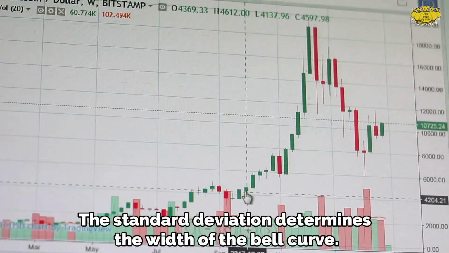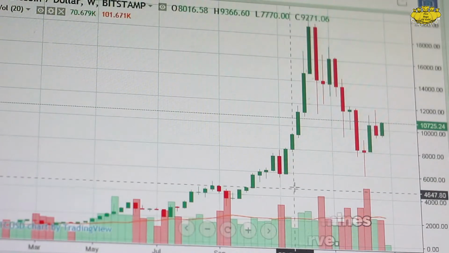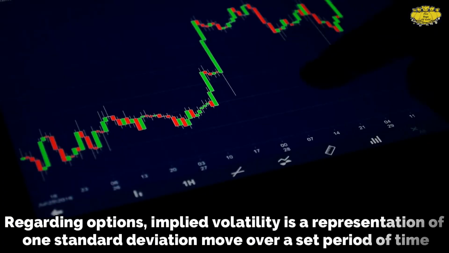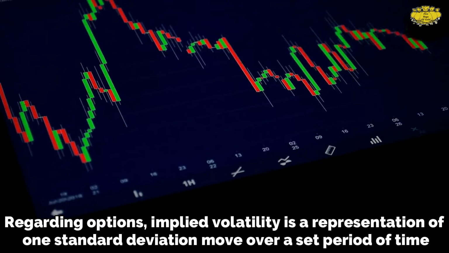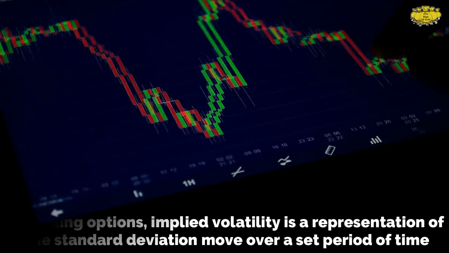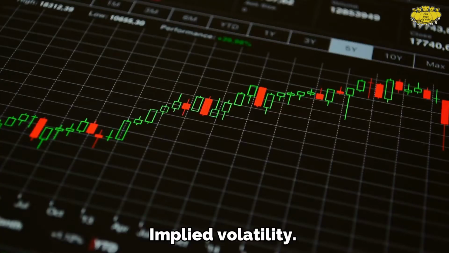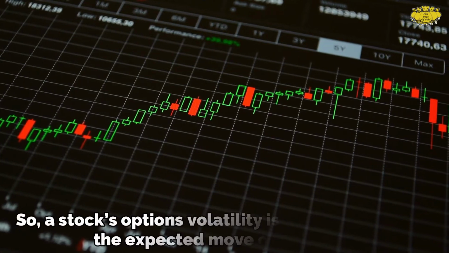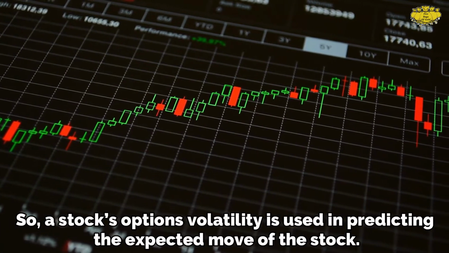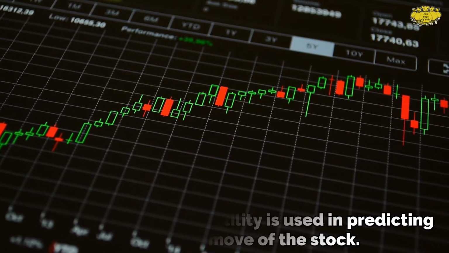The standard deviation determines the width of the bell curve. Regarding options, implied volatility is a representation of one standard deviation move over a set period of time. Implied volatility. So, a stock's options volatility is used in predicting the expected move of the stock.